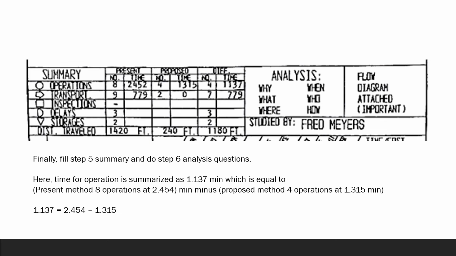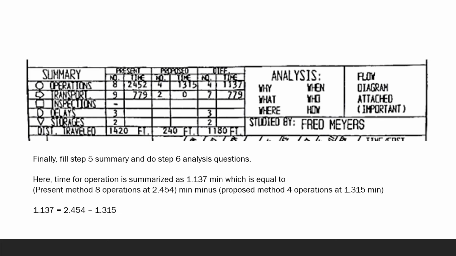So finally, in step 5, we do summary and add the present and proposed with their difference for all jobs from operation to storage. Okay, that's present, proposed, and that's their difference. So here we get 1.137 as difference between present and proposed methods for operation improvements. We don't usually put the decimal here, but when you read, you know that this is the third, second, and the first decimal points.